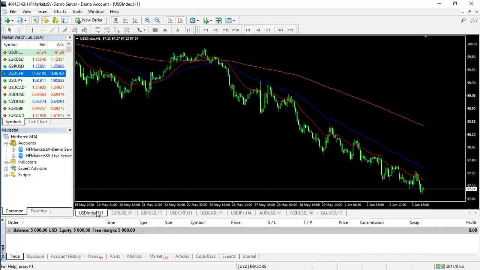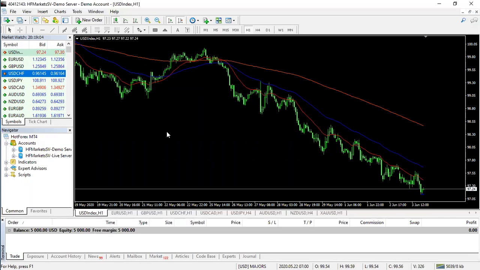So yeah, so the USD index, what happens is if the USD index is moving down, you expect USD to drop. Okay, so what happens to currencies where USD is the base currency or USD is the counter currency? Okay, so it's just that simple.